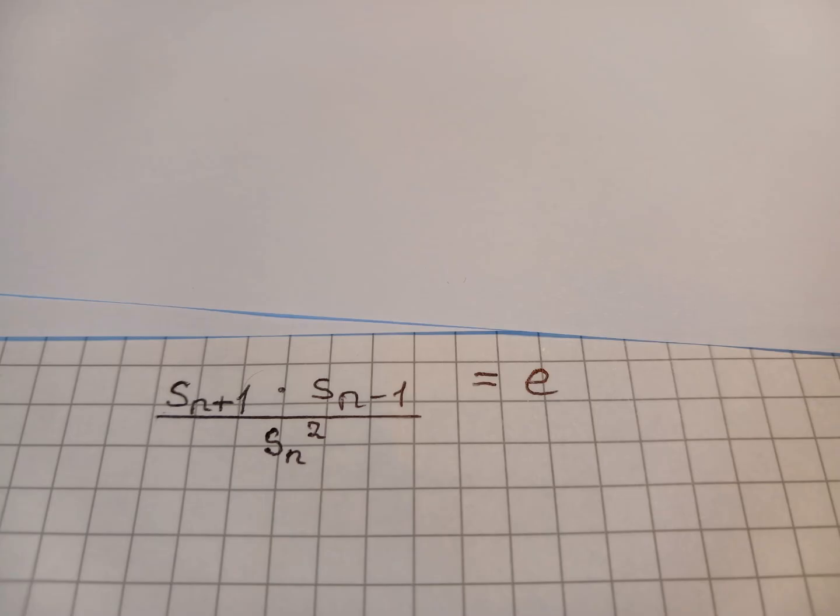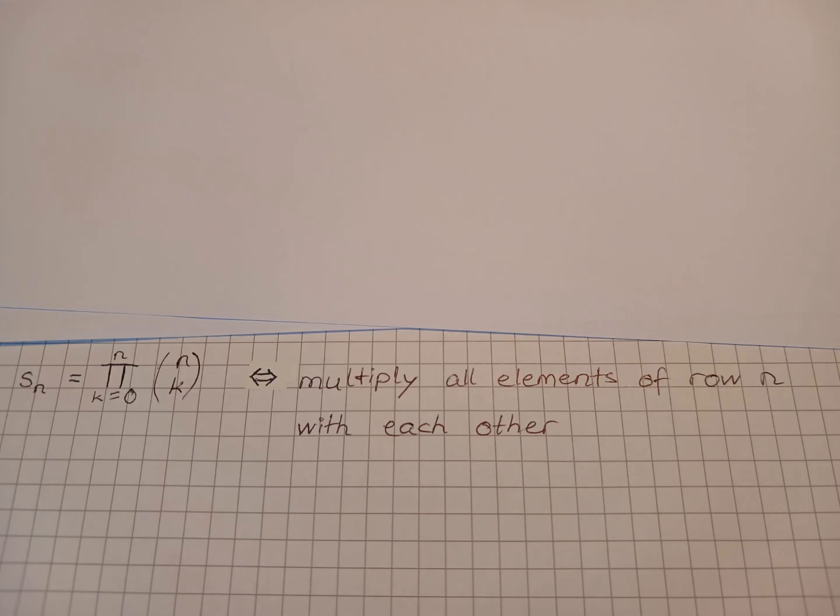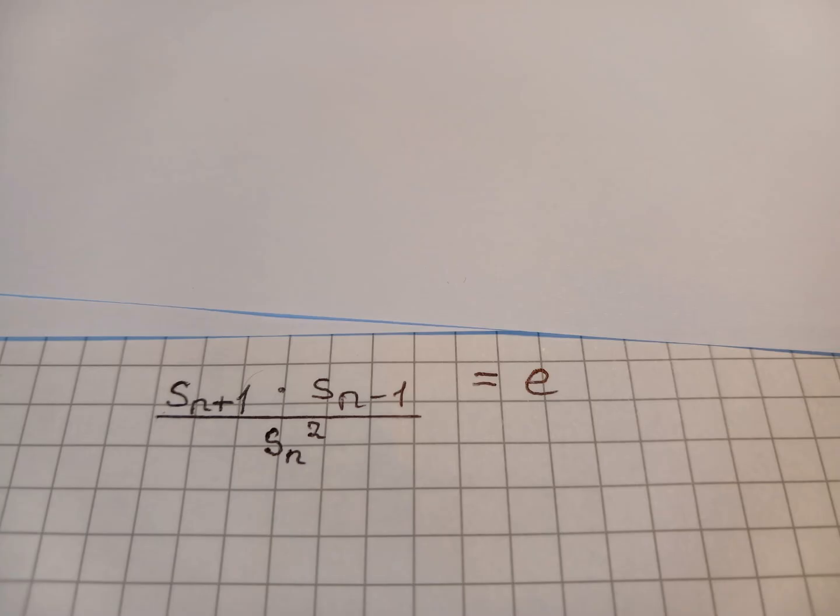Okay, so we've calculated or approached the golden ratio, pi. What other amazing mathematical number is there? E. If you define Sn as the product of all of the elements in one row, and if you take 3 different rows, one next to each other, like this, you can approach E if n gets larger and larger.